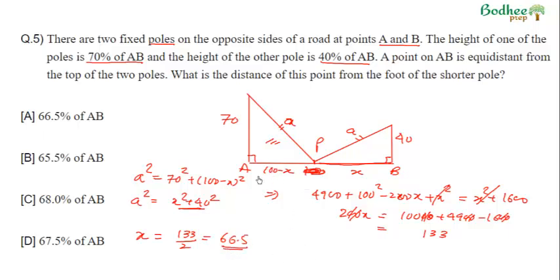So we can say that if we assume AB is 100, then this length X is nothing but 66.5% of it. So option A becomes the right answer.